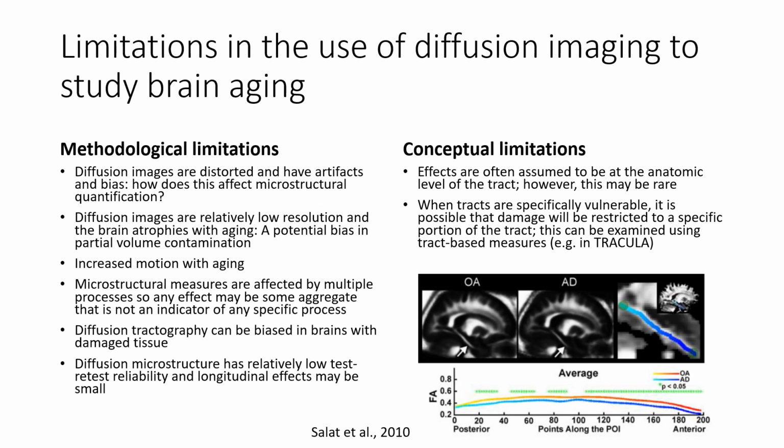Microstructural measures are affected by multiple processes, so any effect may be some aggregate that's not an indicator of any specific process. As discussed previously, it will be challenging to use diffusion imaging to elucidate one specific process or pattern of aging. Diffusion tractography can be biased in brains with damaged tissue. For example, failure to meet fractional anisotropy thresholds for tractography due to fractional anisotropy reductions with age and disease has resulted in the erroneous conclusion that the entire tract is completely degenerated. However, the result is simply due to a technical limitation in the tractography procedures.